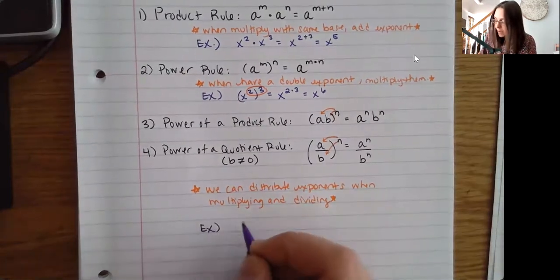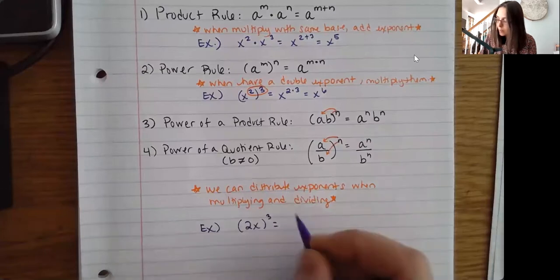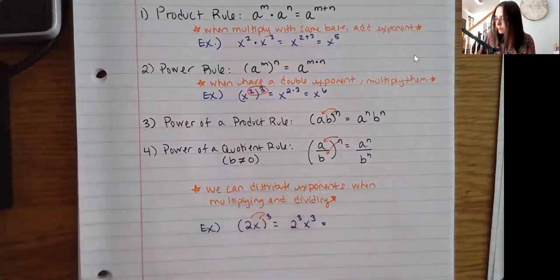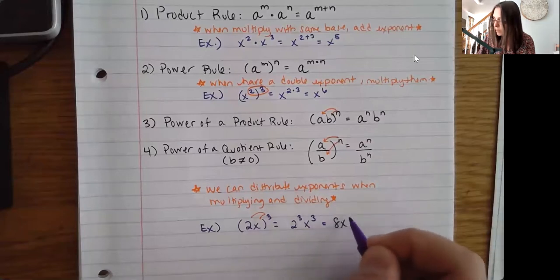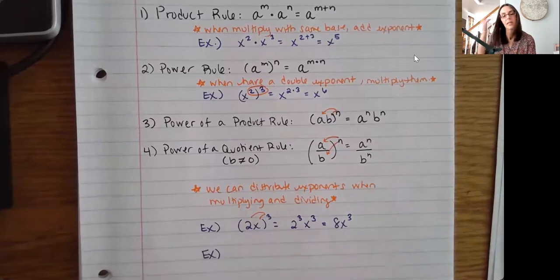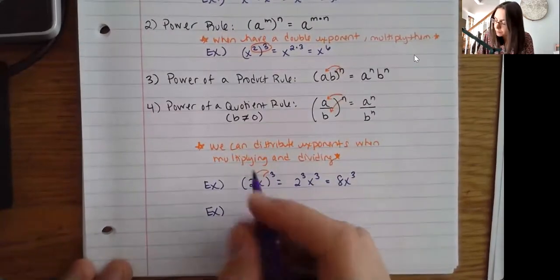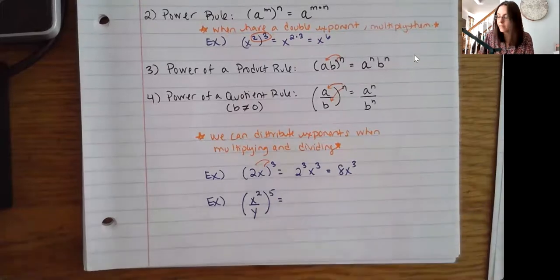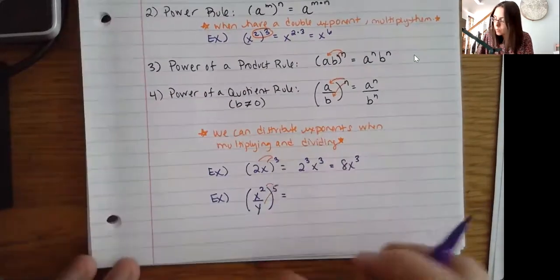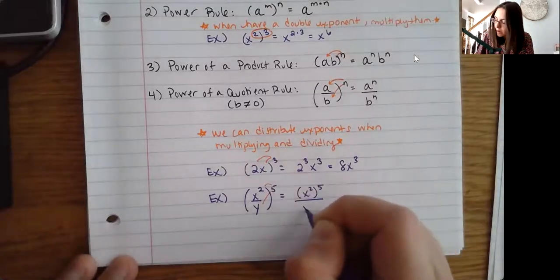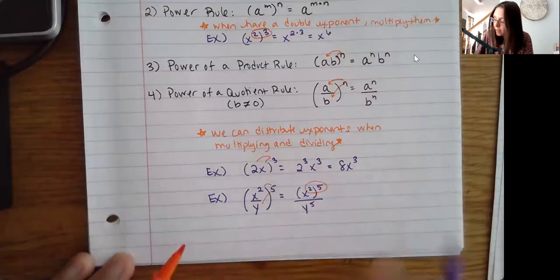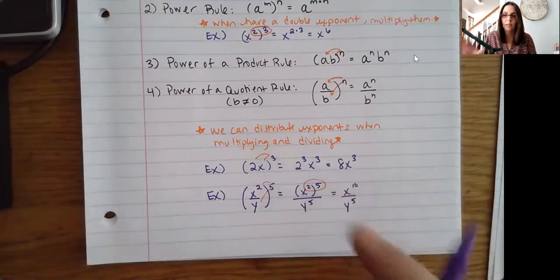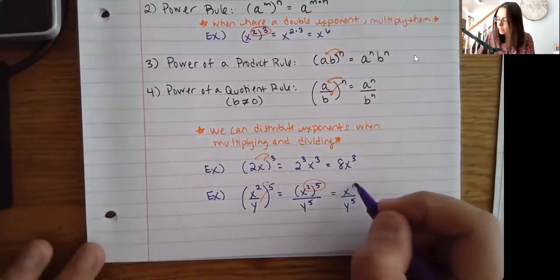So for example, let's say I have 2x to the third power. That would be 2 to the third power times x to the third power. 2 to the third power is 8, so this would be 8x cubed. Or let's say I have something like x squared over y to the fifth power. Again, I can distribute that in, so I have x squared to the fifth over y to the fifth. Within here, I can also apply the other rule and multiply those exponents. We are done. I can't combine these because I have different bases, so I do have to stop here. So there's my example.